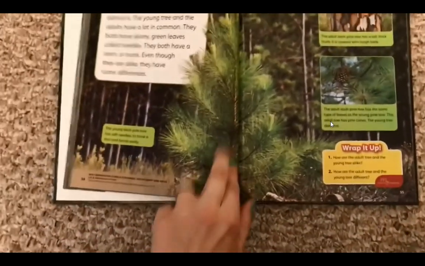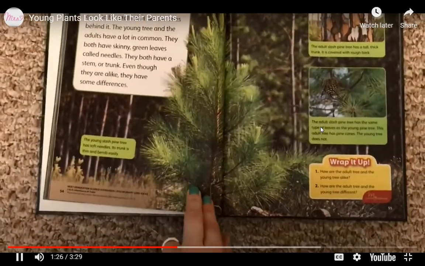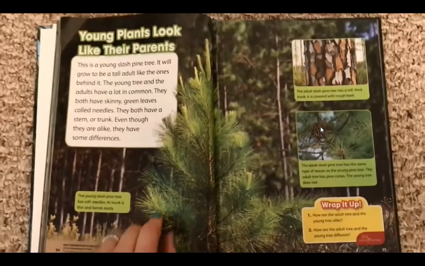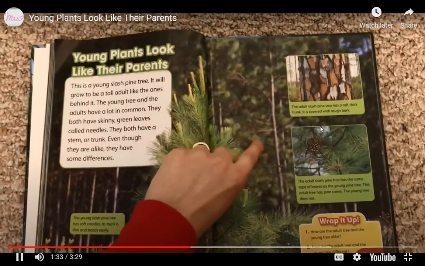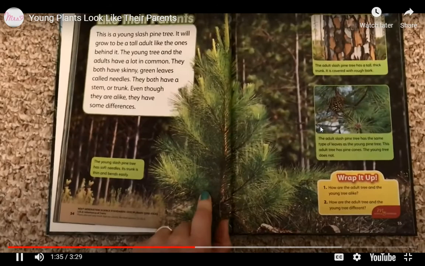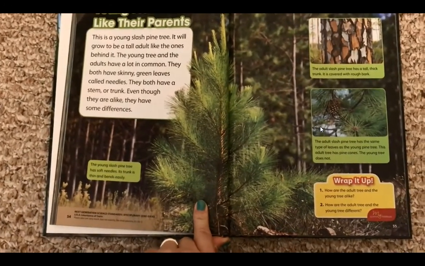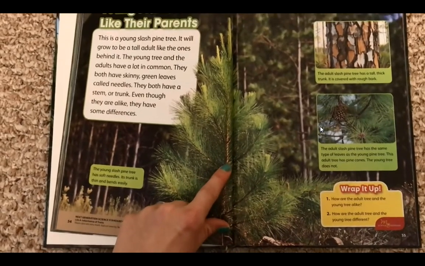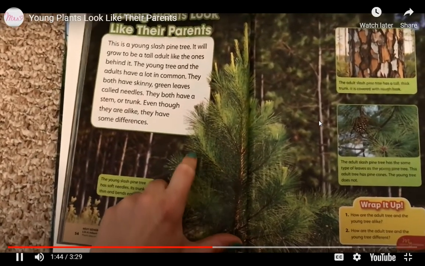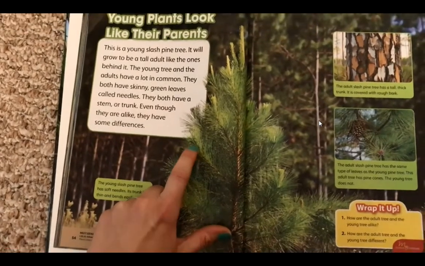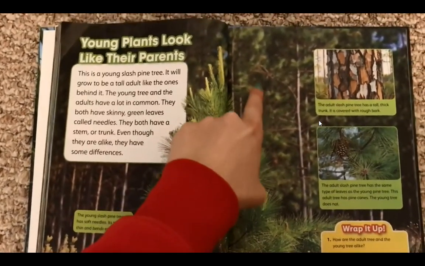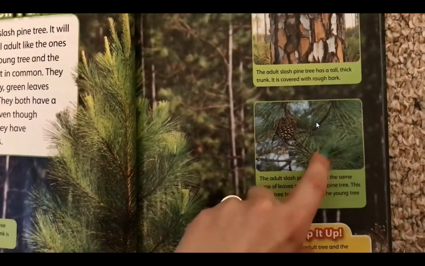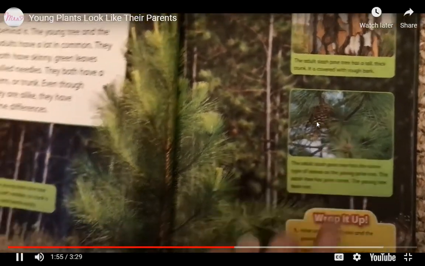Okay, so here is the young pine tree. And what it's telling us is that even though, see these ones in the back, these are the adult ones, even though they're not exactly alike, they still have things that are the same. For example, they both still have roots, they both have a stem, they both have leaves, which we call needles, and even the needles are the same that are on the adult trees. And here's the close-up of the adult needles. Yeah, they're the same. Okay.